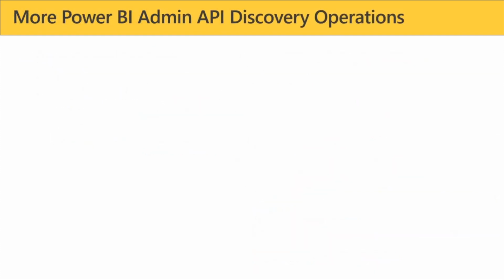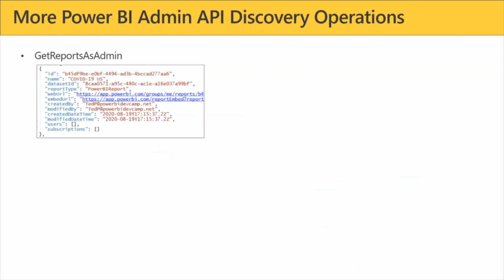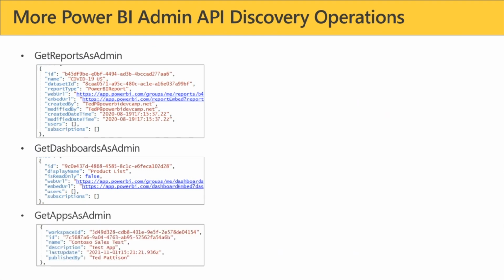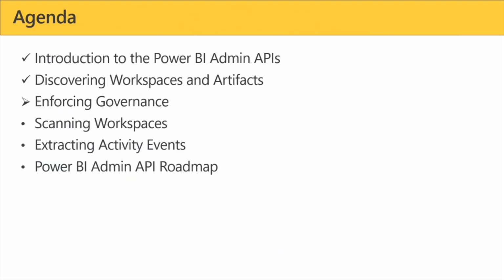Okay. And just to end this section on discovery, there's a get reports as admin. I want to basically look at all the different reports or dashboards. Typically when you call these, you dial it into one or a small set of workspaces. And also there's get apps as admin. And I realized one thing I omitted from the slides is get pipelines as admin. Okay, so those were just discovery APIs.